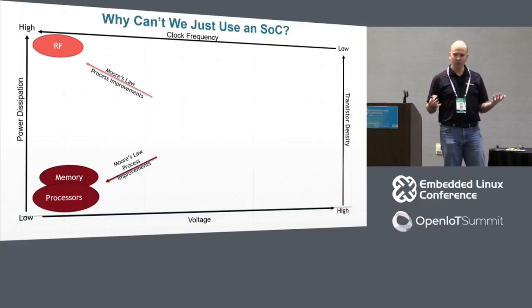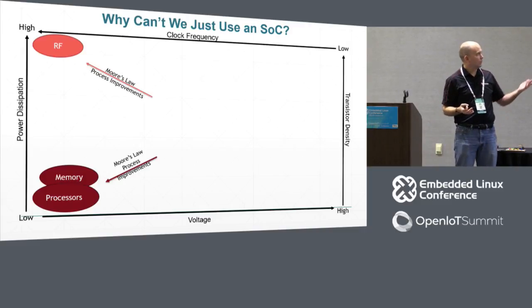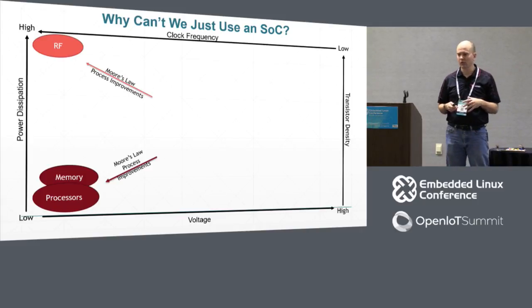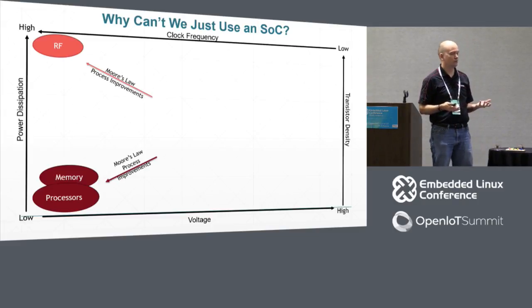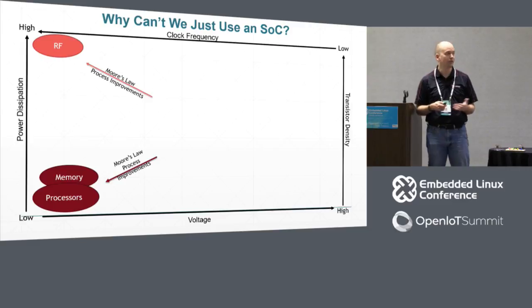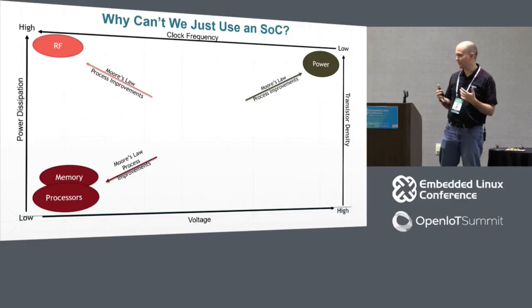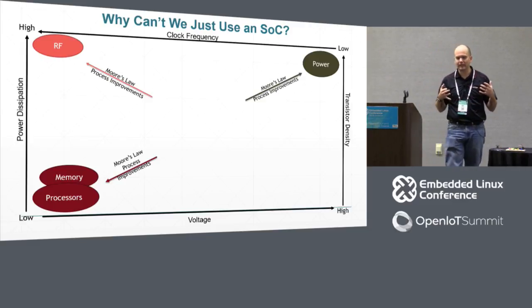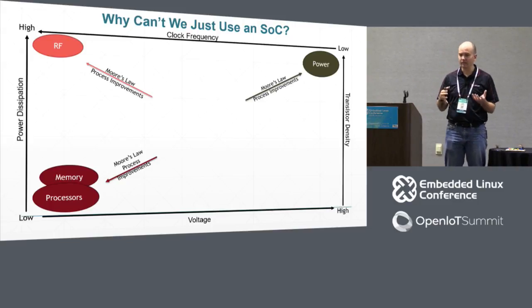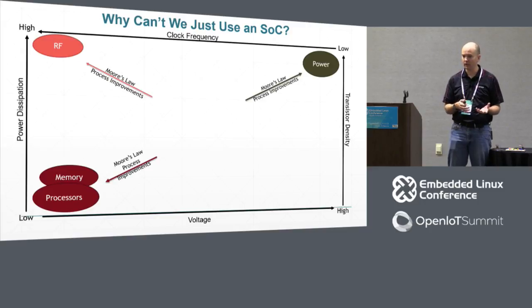But from an RF point of view, if we wanted to look at optimizing that, well, now we need to have high power dissipation, high clock frequency, but low voltage. And so there have been processes that have been optimized for particular RF circuits that are kind of disparate from what you get for what the best processes are for memory and processors. Similarly, you see the same kind of thing with power. It's a different set of optimizations on silicon process that have made power circuitry so good.